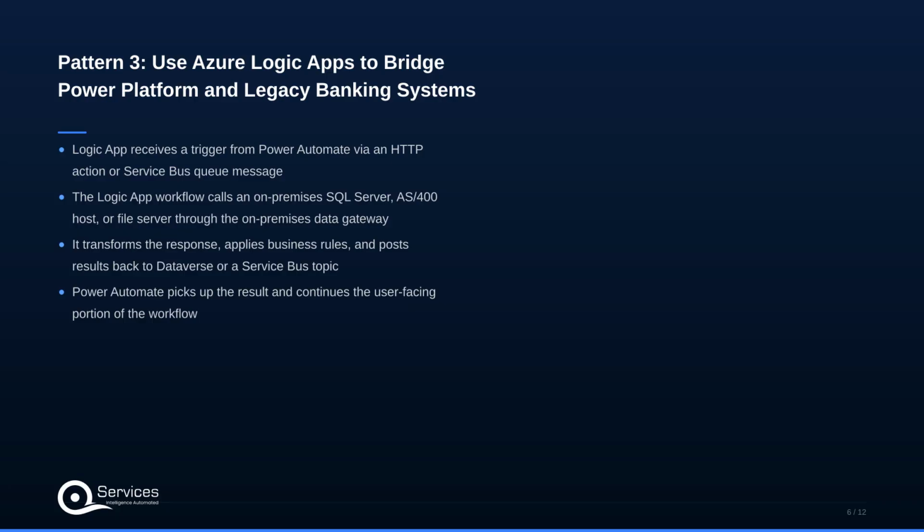The key distinction: Power Automate runs in Microsoft's multi-tenant cloud. Azure Logic Apps standard tier runs in a single-tenant environment inside your Azure Virtual Network, with direct access to on-premises systems through the on-premises data gateway or Azure hybrid connections. This matters for banks with strict data residency requirements or systems that simply cannot be exposed to the public internet.